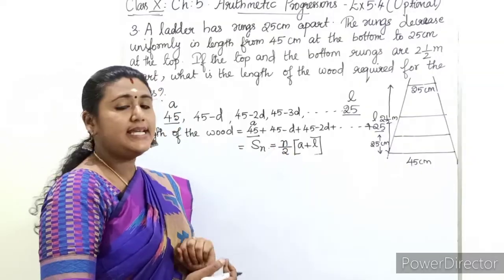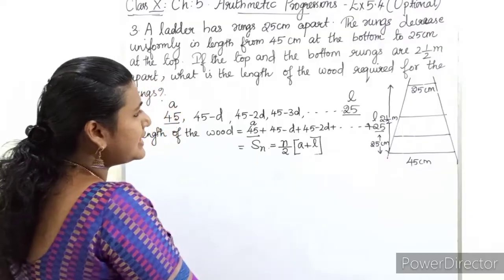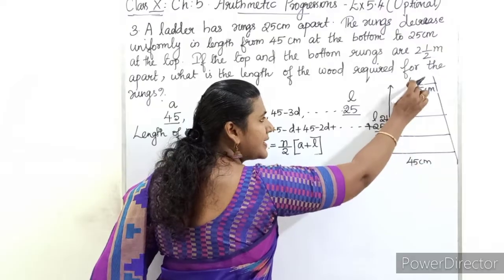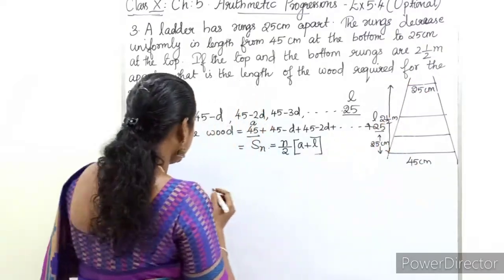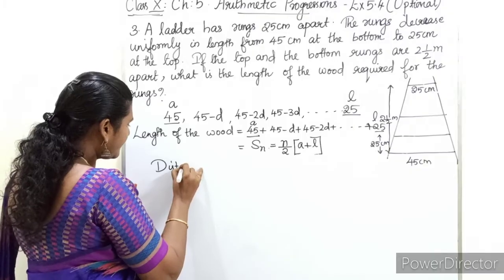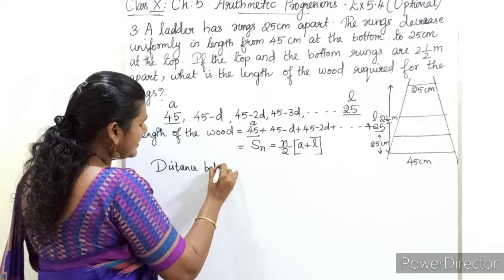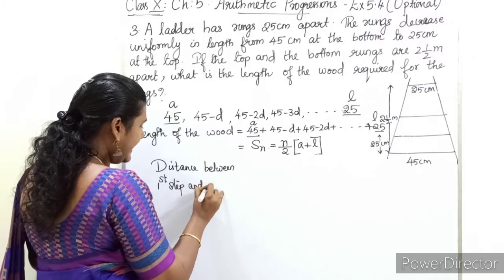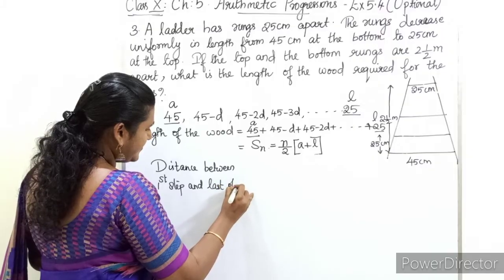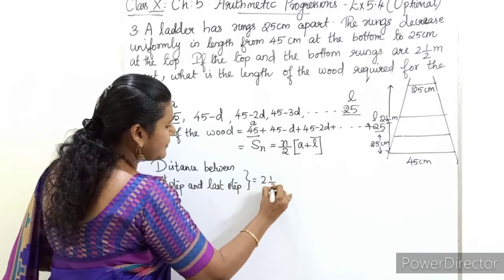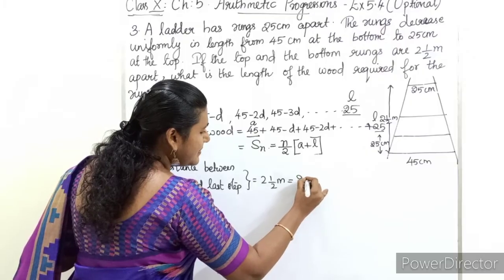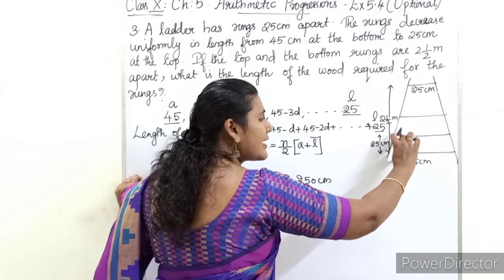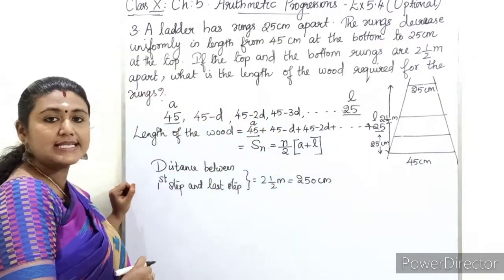So how to find the n value? Listen here, the total distance is 2.5 meter. The distance between the first step and the last step is 2.5 meter. We will convert it into centimeter, so you will get 250 centimeter. And the distance between two consecutive steps is given as 25 centimeter.